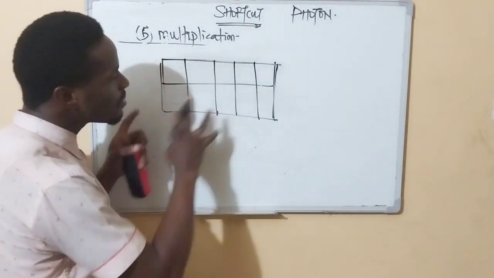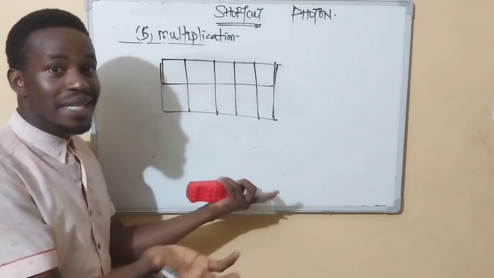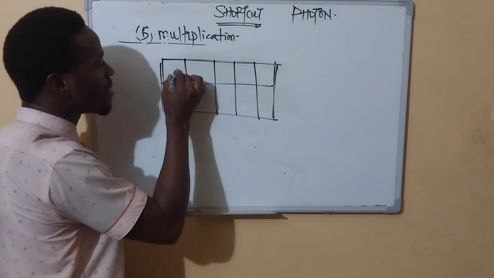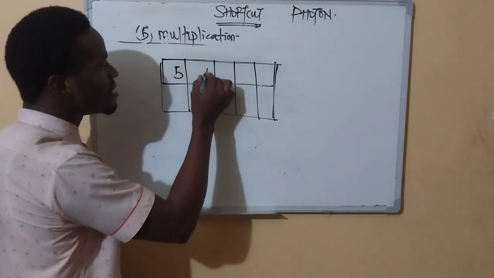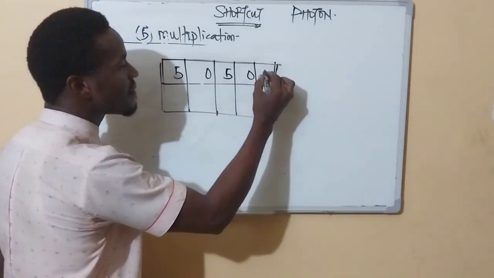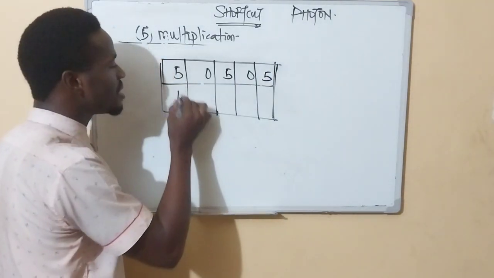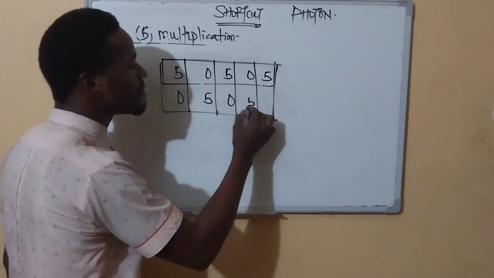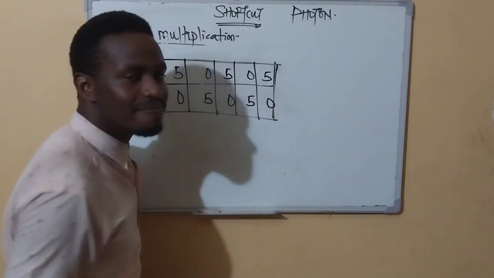Now, how do we arrange our boxes in order to give us the magic we're trying to get here? So you start by doing this. You write 5, 0, 5, 0, 5, 0, 5, 0, 5, and 0.